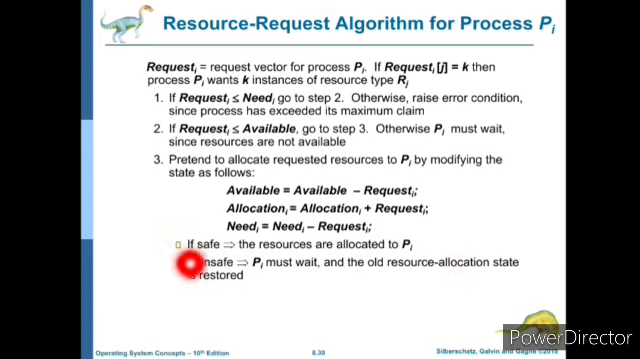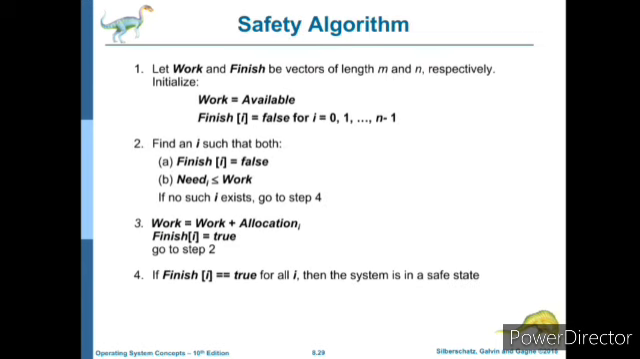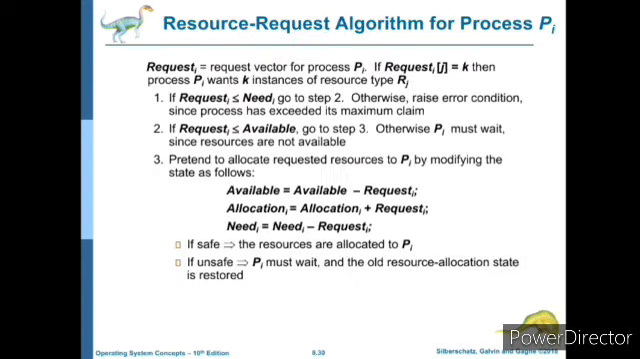If it is unsafe, that is, if in the safety algorithm you don't get the safe sequence, then the system is in an unsafe state. So the process Pi must wait, and the old resource allocation state is restored. So we'll consider the old resource allocation values, because the system will not grant the permission for the request from the process Pi. When it does not grant, it will consider the old resource allocation state.